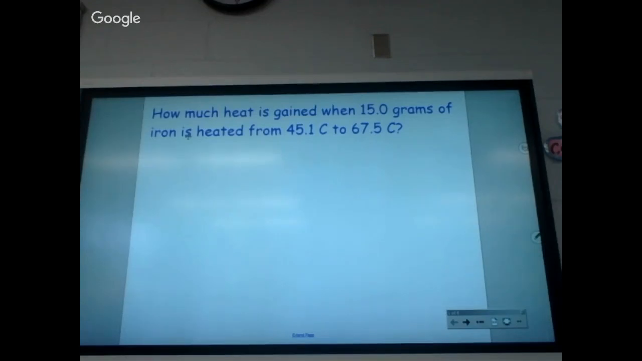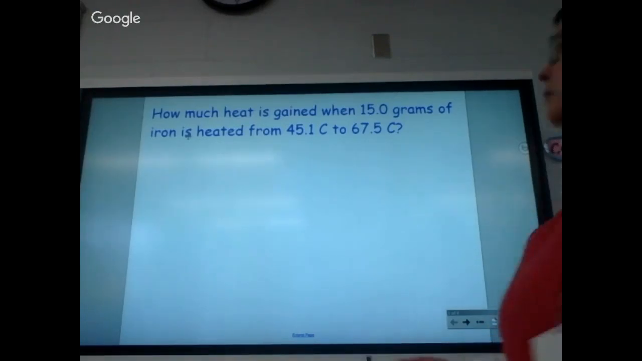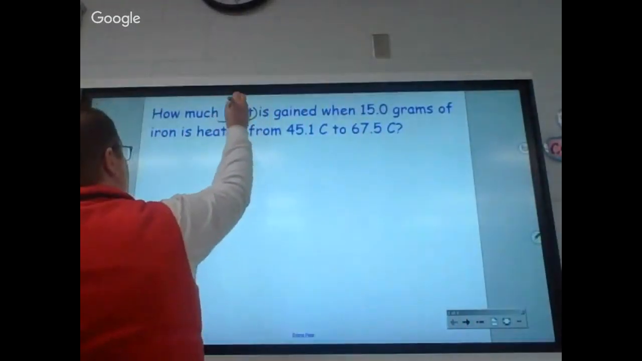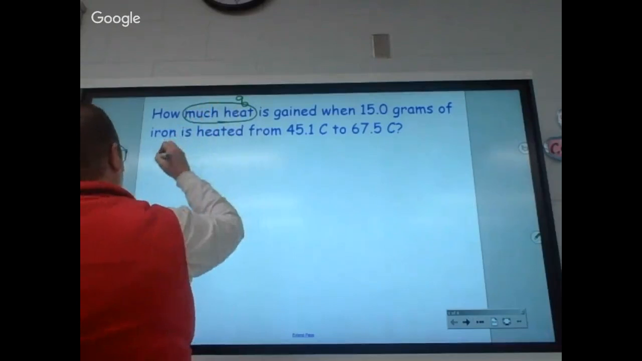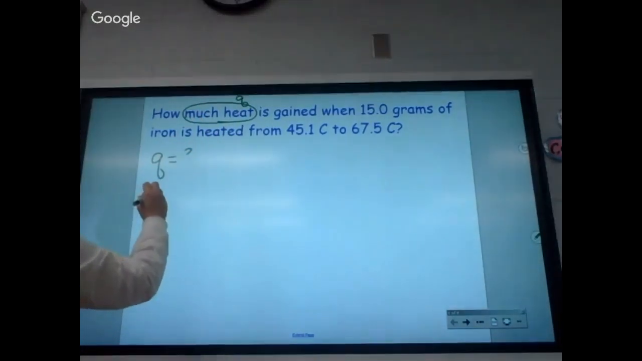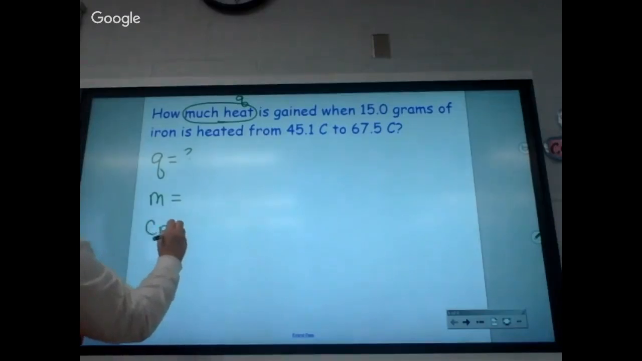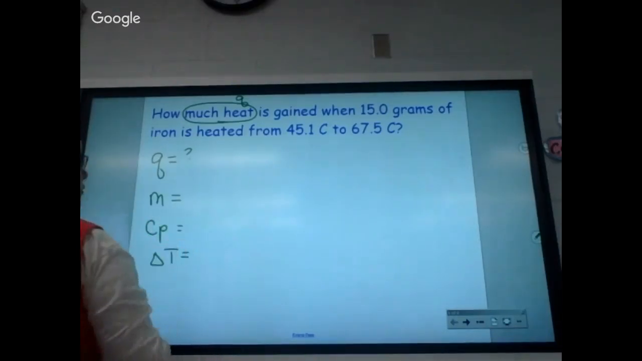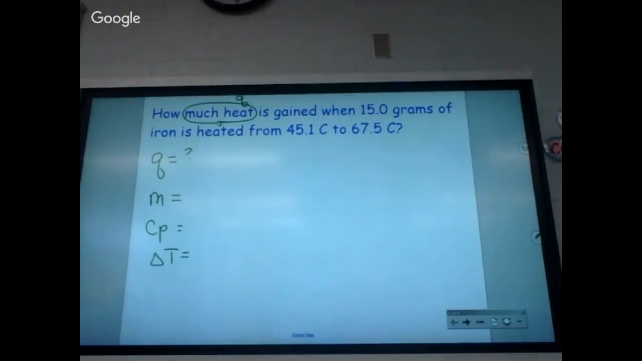All right. So what variable are we solving for if it says how much heat? Heat. It's a variable. So are we talking Q, F, CP, or delta T? Q. That's Q. Unless it says specific heat, you're not looking for CP. Since it said heat, you're looking for Q. That means M, CP, and delta T have to be given in the question.